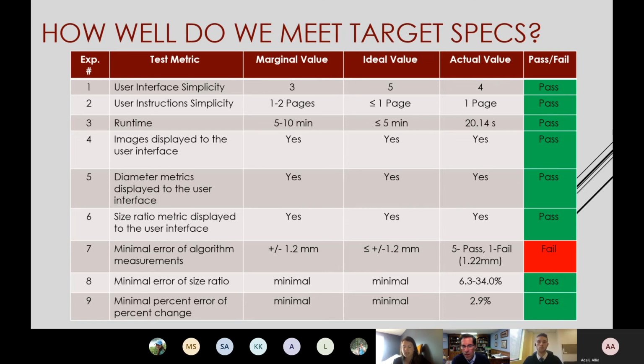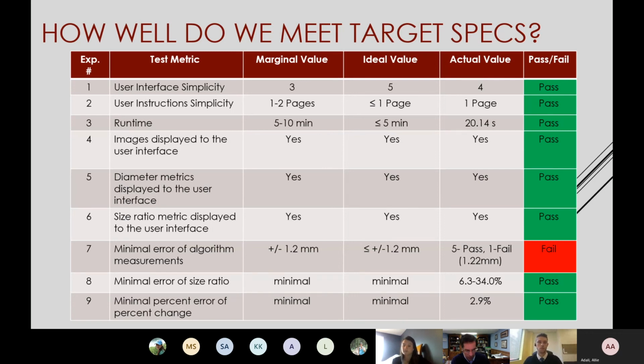And also in the research that we ourselves looked at, we were not able to find a percent error or a percent change from that specific size ratio metric that would lead to a change in treatment of a patient. So that's why we stayed on that minimal. This metric alone is not affecting the ultimate decision.